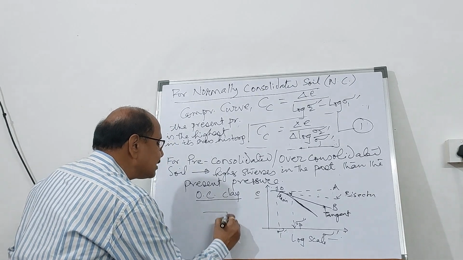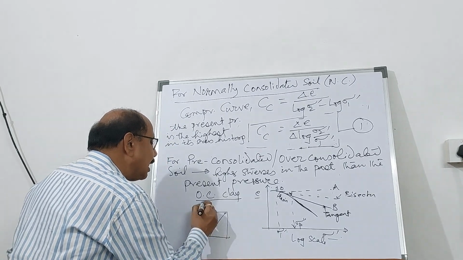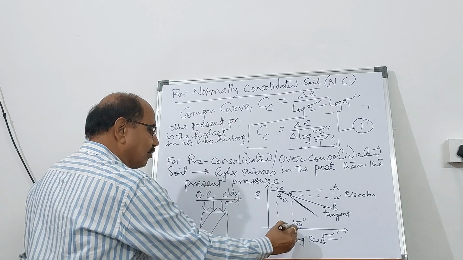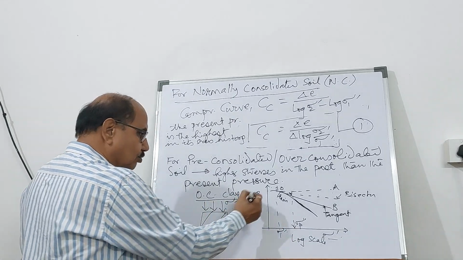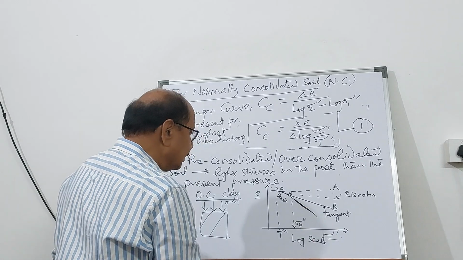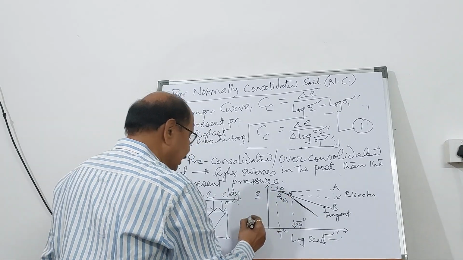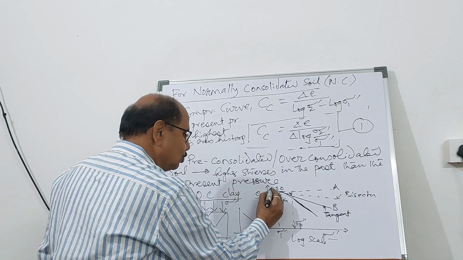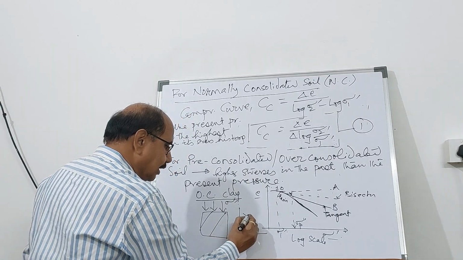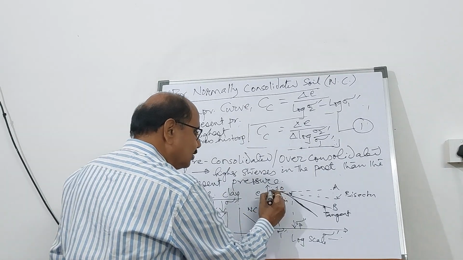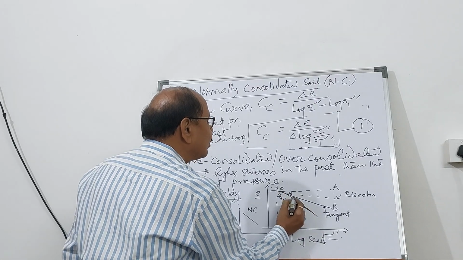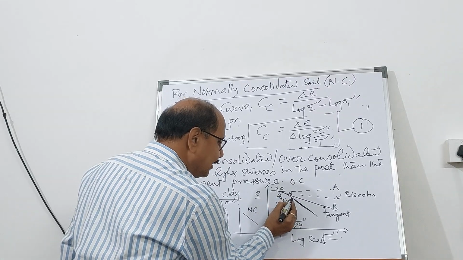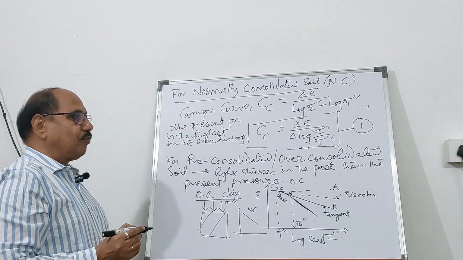So if you take a soil sample and apply the effective pressure, sigma 1 prime, sigma 2 prime, and find out the corresponding void ratio. And if it is normally consolidated, then you are going to get a straight line. Otherwise, for over consolidated soil, the nature of the curve is going to be curvilinear, and then it is going to be a straight one.